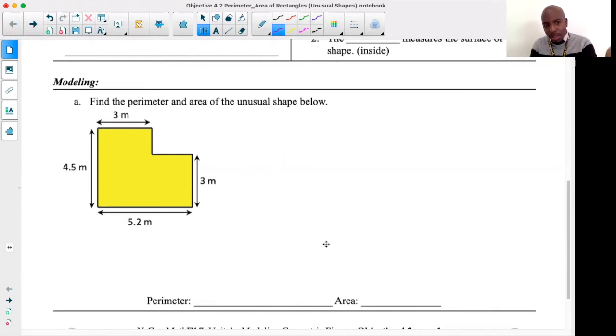When I look at the shape that's in modeling, it looks like, let's say, stairs, right? Stairs going up to something. But what I notice here is that this particular image can be cut into 2 different pieces. It can be cut into 2 different rectangles. Now, there's a couple ways you can cut it.